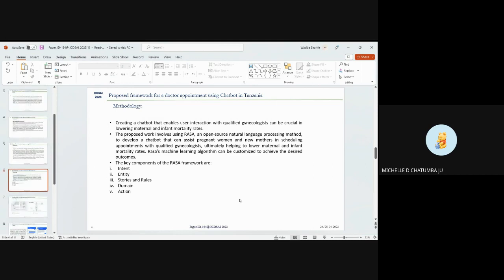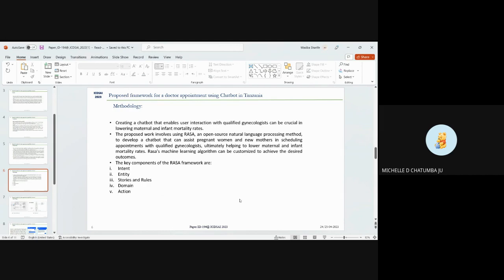Our proposed methodology is creating a chatbot that enables users to interact with qualified gynecologists, which can be crucial in lowering maternal and infant mortality rates. The proposed work involves using Rasa. What is Rasa? Rasa is a machine learning conversational AI, an open source framework used to develop chatbots. It helps to build and write custom NLP for chatbots.